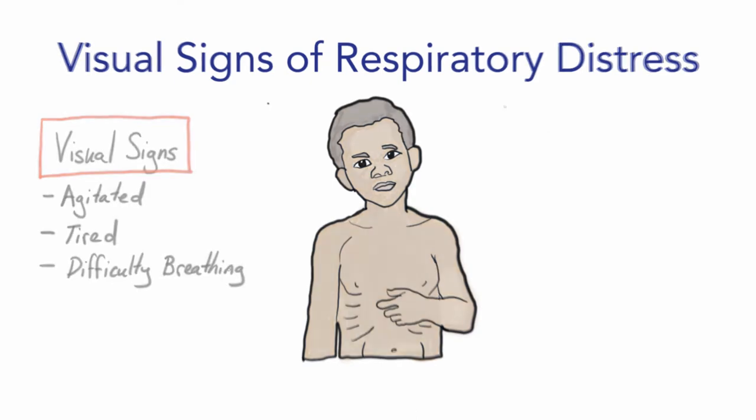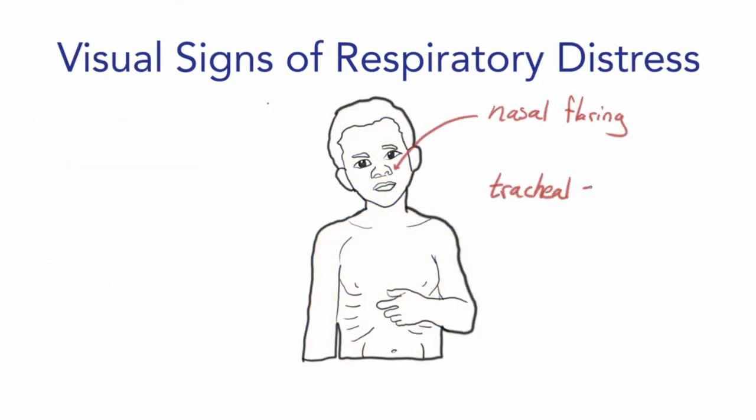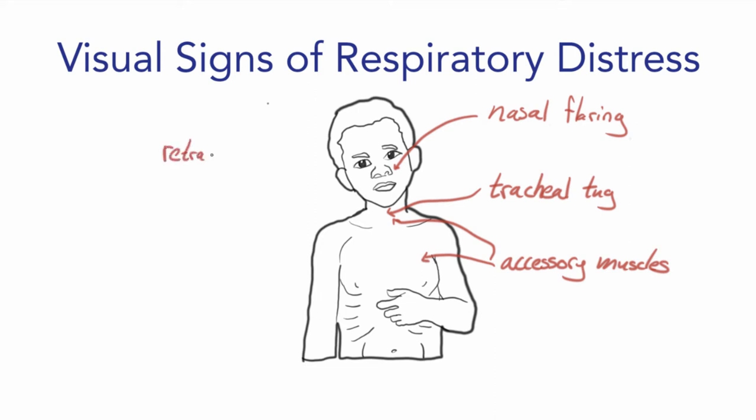This can include nasal flaring, a tracheal tug, or the use of accessory muscles of respiration in the neck and chest that would otherwise not be needed in a normal patient at rest. This is demonstrated with retractions of the subcostal or intercostal regions or a substernal recession.